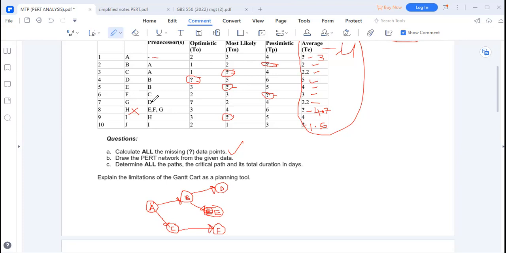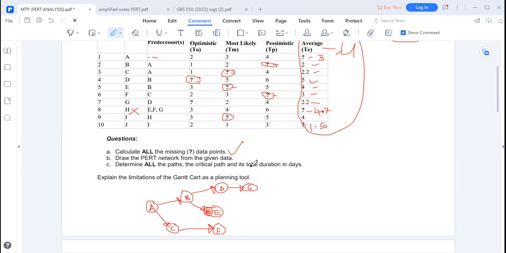Then after D, there is G. After D, there is actually G. So there is a G that has come in after D.